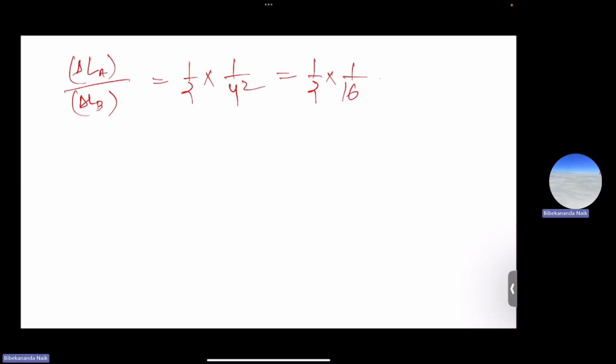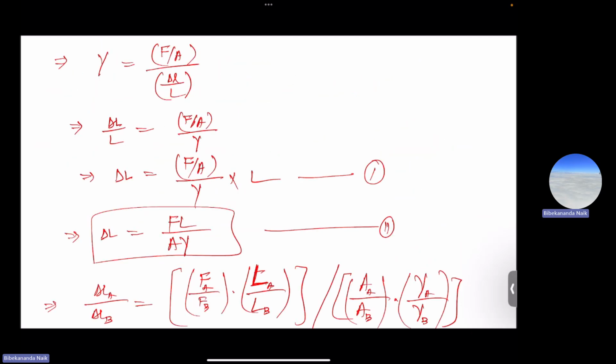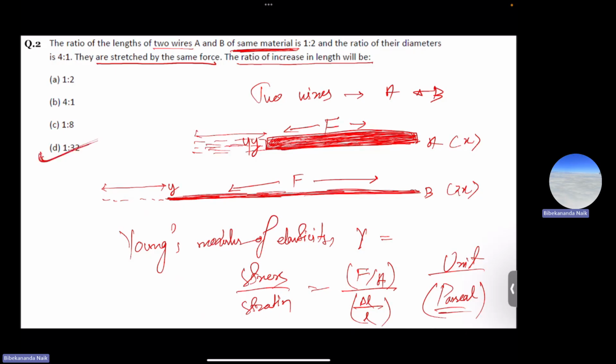So delta L A by delta L B will be 1 by 2 into 1 by 4 square. So 1 by 2 into 1 by 16 equals 1 by 32. So delta L A is to delta L B is 1 is to 32. So the correct option is option D, 1 is to 32. I hope this is clear to everyone.